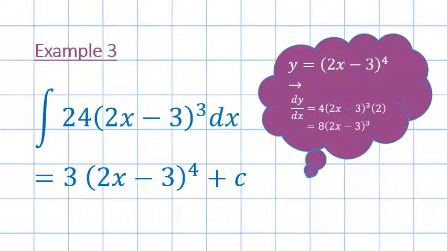It's all in the wrong order, never mind. So that would give me 8 bracket 2x minus 3 all cubed. So I need 24, not 8. So I need to multiply my whole answer by 3. That would give me 3 bracket 2x minus 3 to the power of 4.